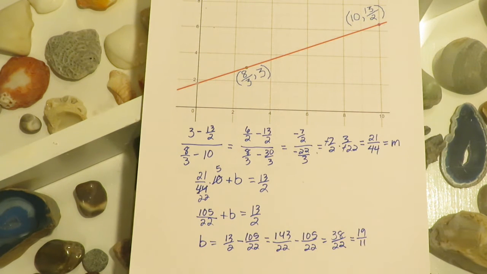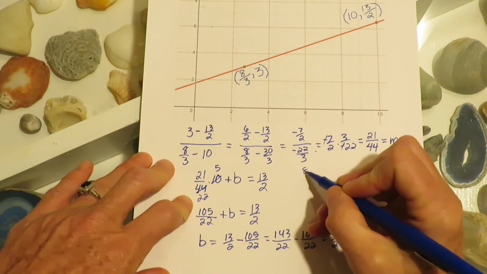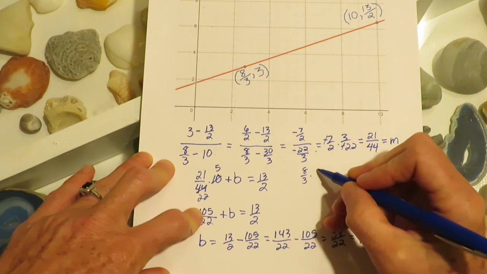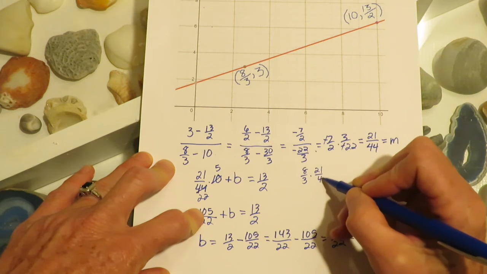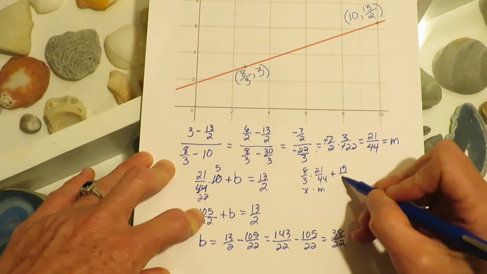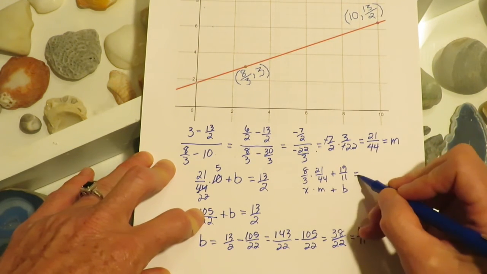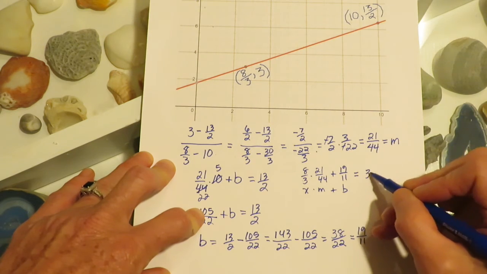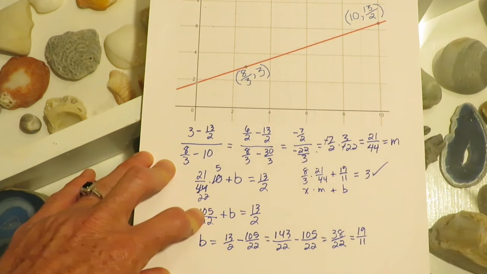So let's see if that works. We had 21/44 as our slope. If I multiply that by 8 thirds, and then add 19/11ths, I get 3. So 8 thirds is my x, 21/44 is m, and 19/11, which I think is the b, gets added. It checks. When I plug in 8 thirds, I get out 3.